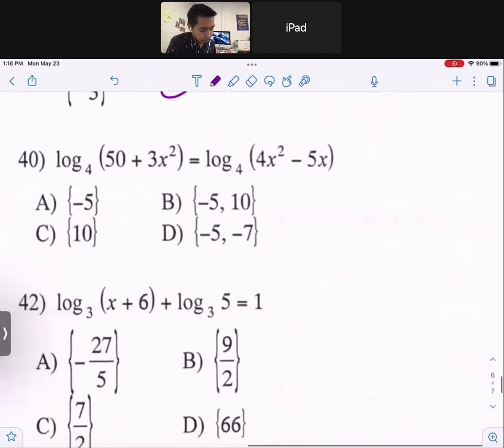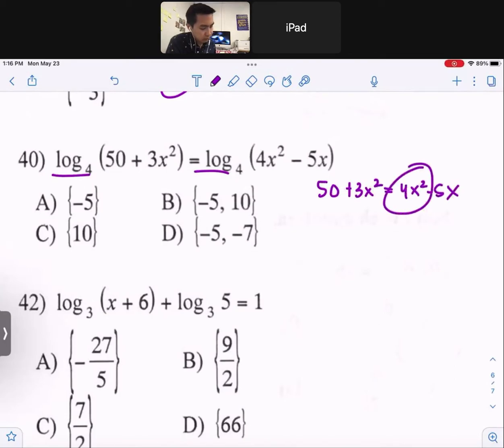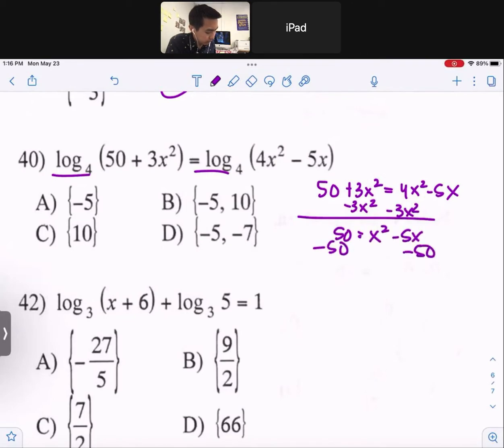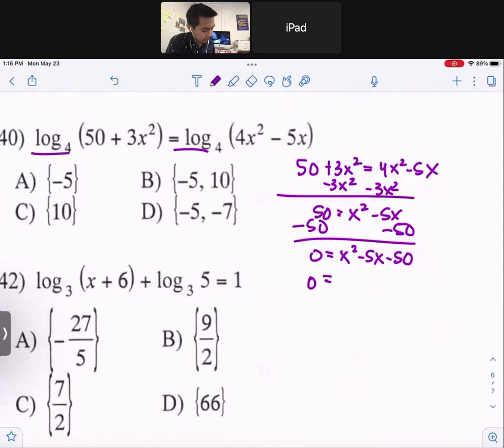40. So again, log equals log, so we set both expressions inside the logarithms equal to each other. Because this is a 4x squared and this is a 3x, I'm going to move everything to the right-hand side, just so that my leading coefficient is positive. And now let's factor this using the X method.